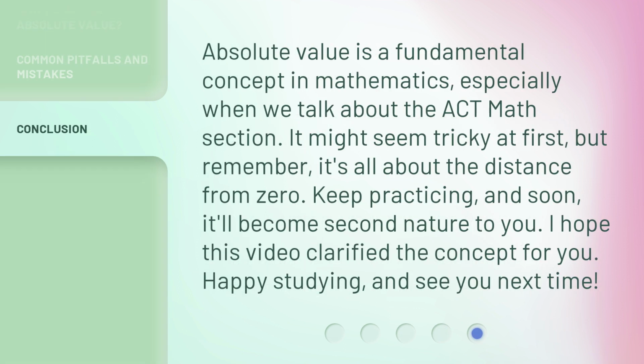Absolute value is a fundamental concept in mathematics, especially when we talk about the ACT math section. It might seem tricky at first, but remember, it's all about the distance from 0. Keep practicing, and soon, it'll become second nature to you.